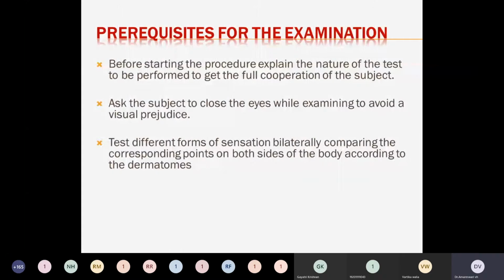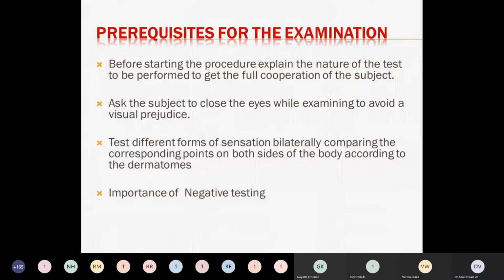Test different forms of sensations bilaterally, comparing the corresponding points on both sides of the body according to the dermatomes. What do you mean by this? You have to check bilaterally on the corresponding points on both sides, and compare, and you have to check according to the dermatomal supply.